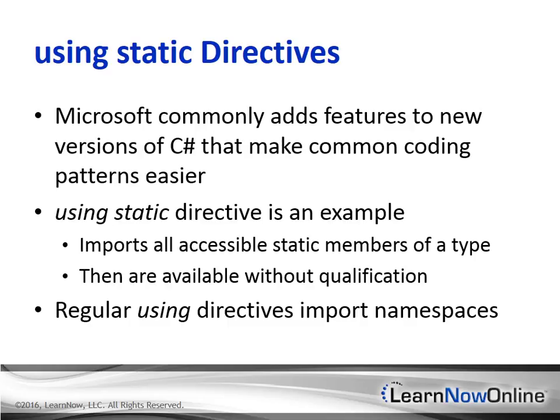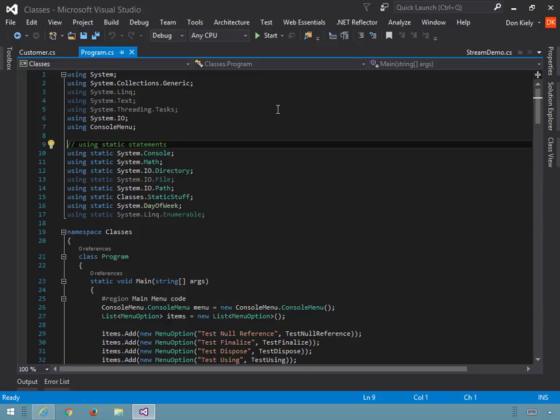Now, regular using directives import namespaces, and we've seen a number of those in the course so far. But using static directives import the static members of classes. Both save you keystrokes when writing code, normally with no impact on the readability of your code whatsoever. All right, so say that you have a code file that makes heavy use of the System.Console and System.Math objects. In order to save typing, you can include these two using static statements within your code file.